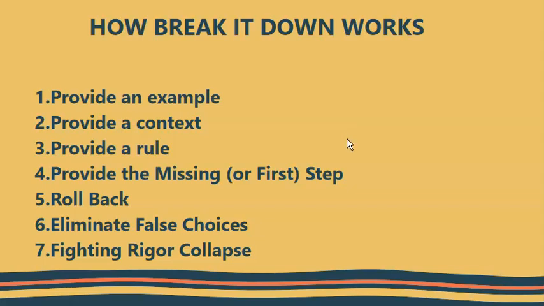And next, step 5, roll back. So go back to step 1 so that he or she will get the hint as much as possible. Kaya na niyang masagutan. Pero pag wala pa rin, we'll go to step number 6, eliminate false choices. Yan. Alisin natin lahat ng hindi connected dun sa correct answers. And 7, fighting rigor collapse. We're going to use all of these 7 steps for us to help the student know and understand what the correct answer is.